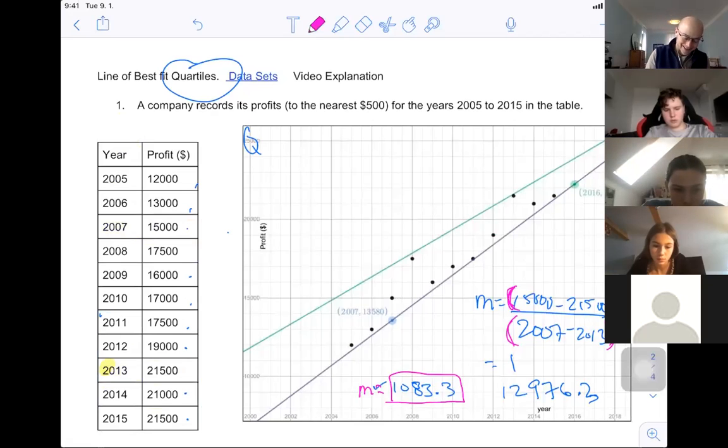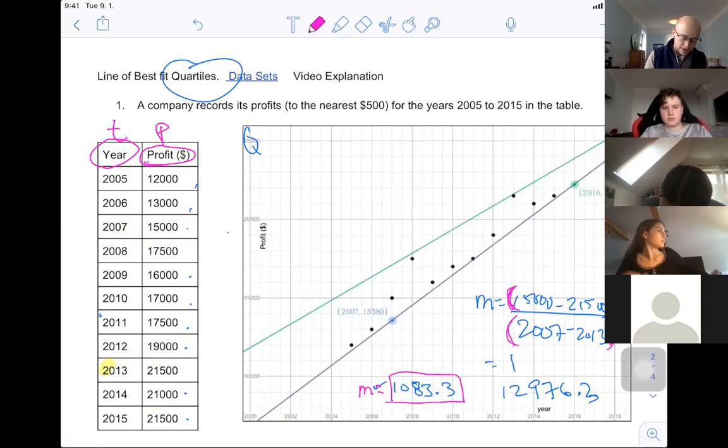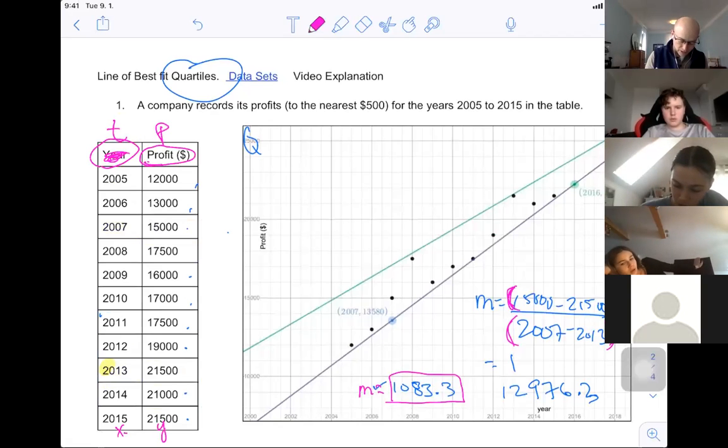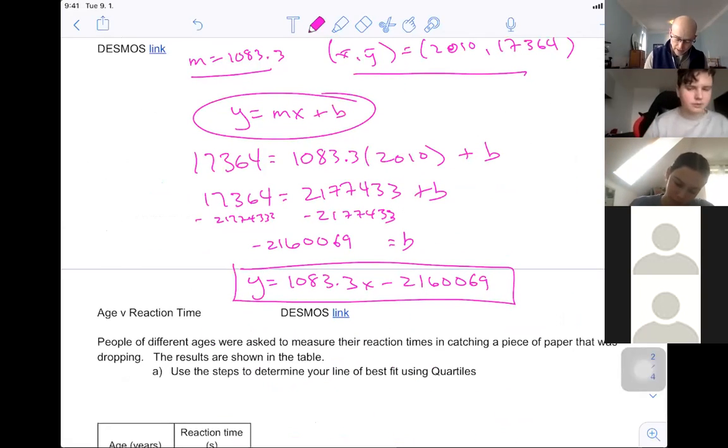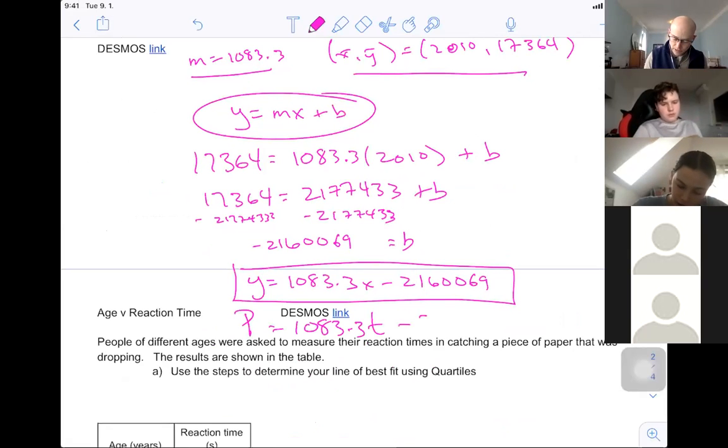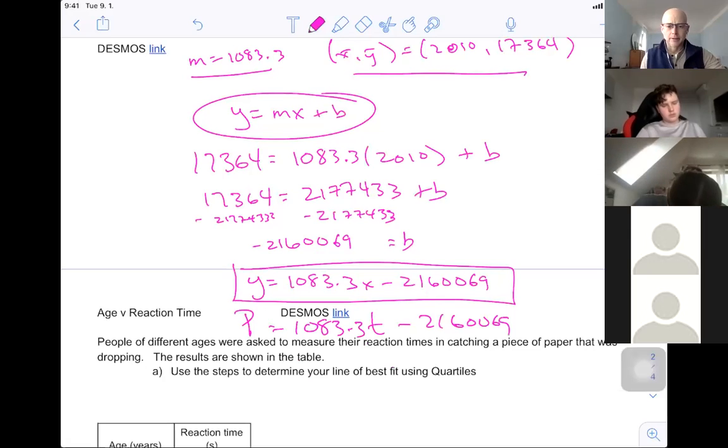All right. So I'm going to recommend we use P because that stands for profit. And for time, I'm going to choose T. Usually we know this as X and Y, which we're not going to use. If I call this one Y, it's going to be confusing as to which one. So I'm going to call it T for time. So I get P is equal to 1083.3 T minus 2,160,069. And there is our equation of the line.